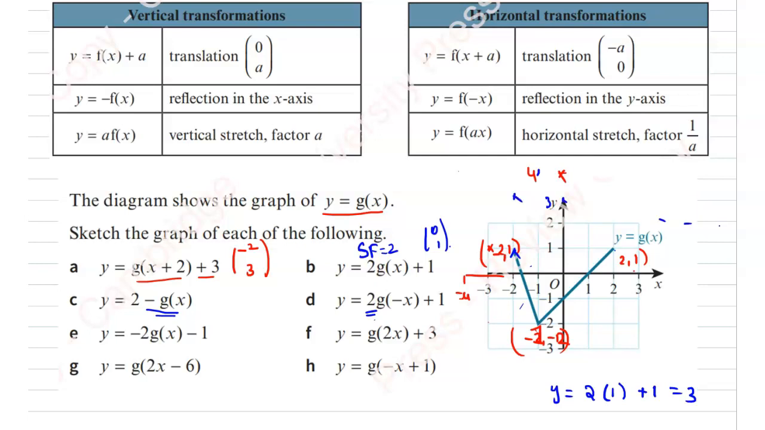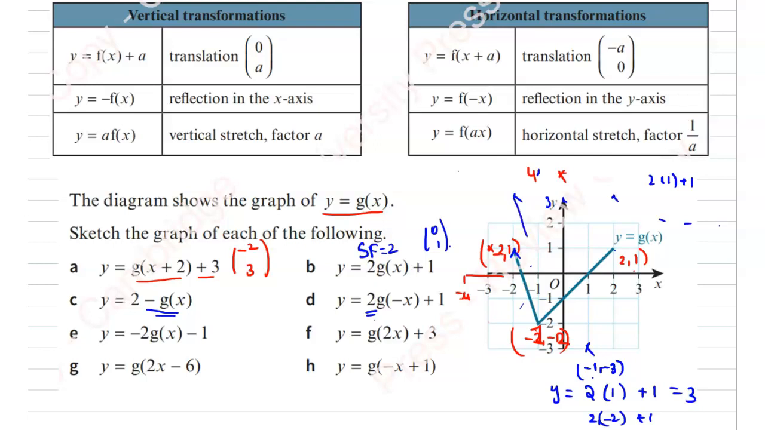Then next point is (minus 1, minus 2). So which is 2 times minus 2 plus 1, minus 4 plus 1. So it will be (minus 1, minus 3). Then next set of point, 2 times 1 plus 1. So it is (2, 3).